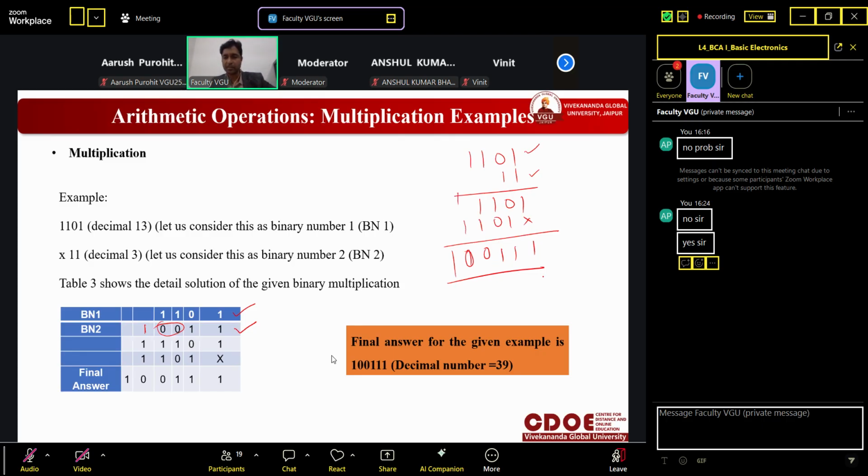What is this number? 1, 2, 4, 8, 16, 32. Okay. So this one is 32. This one is 4. This one is 2. This one is 4. Add all these numbers. 4, 4, 8, 9, 30. So this number is actually 30 in decimal.